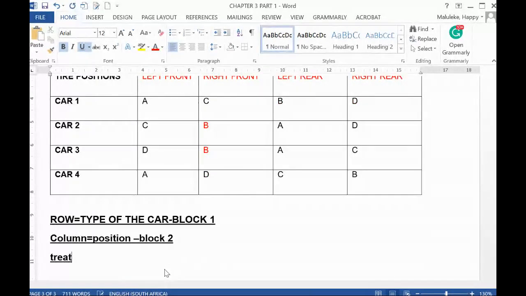What are our treatments? I said the letters represent the treatments. What are the letters representing? The brands.